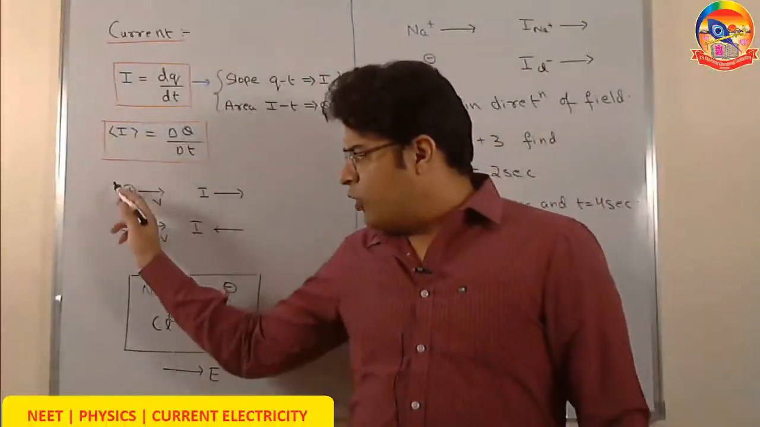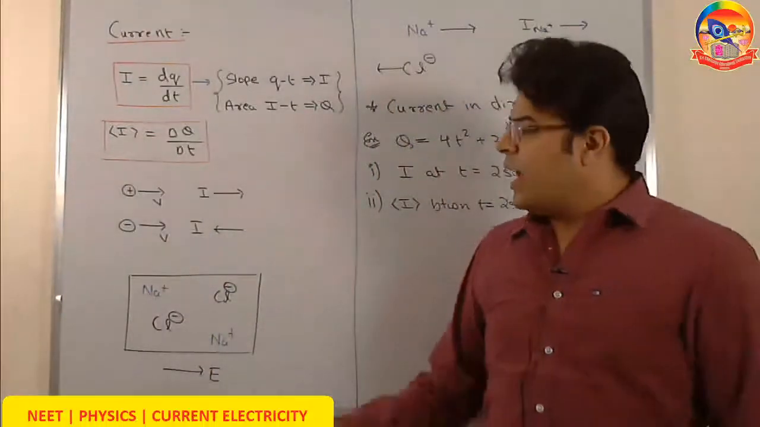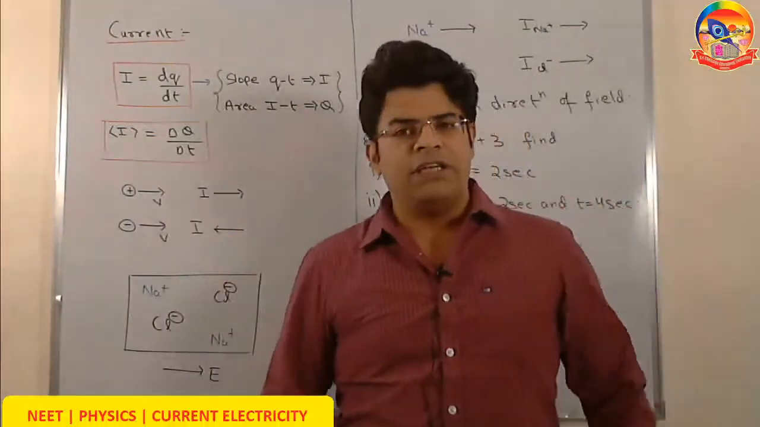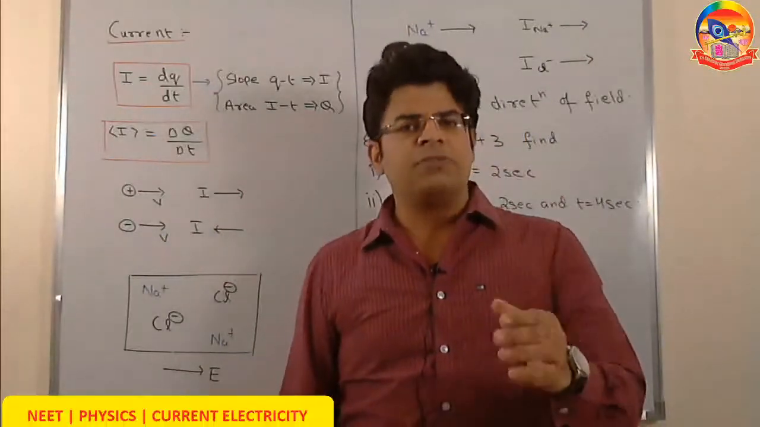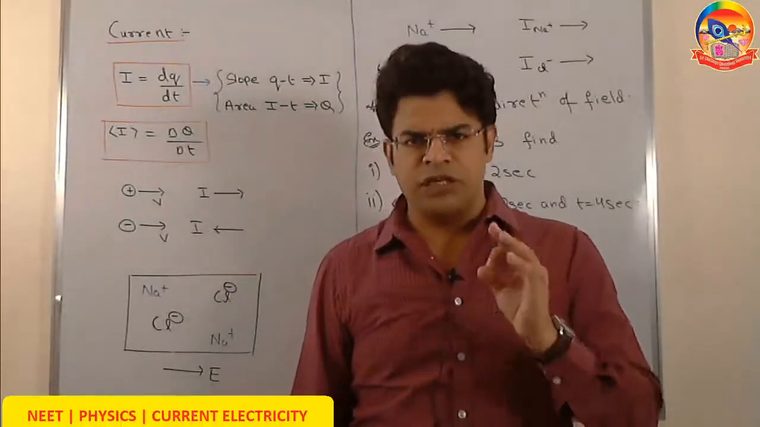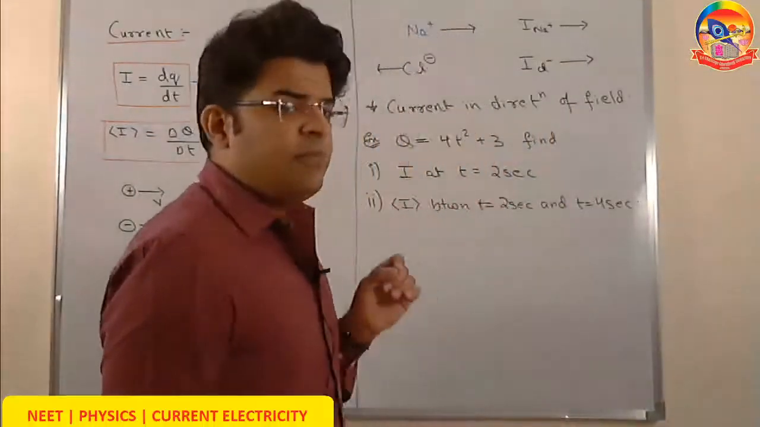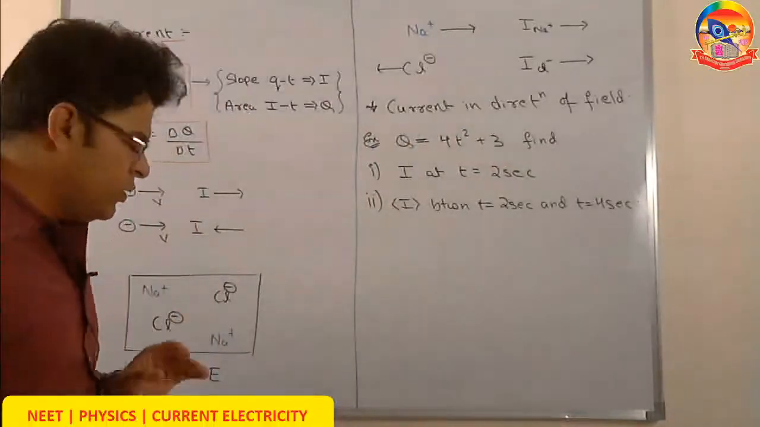If a positive charge goes towards right, we say that the current is towards right, and if a negative charge goes towards right, we say that the current is towards left. Current is predominantly defined as the flow of positive charge. In whichever direction positive charge flows, we say that the current is in same direction. Now here, let me take an example to explain more.